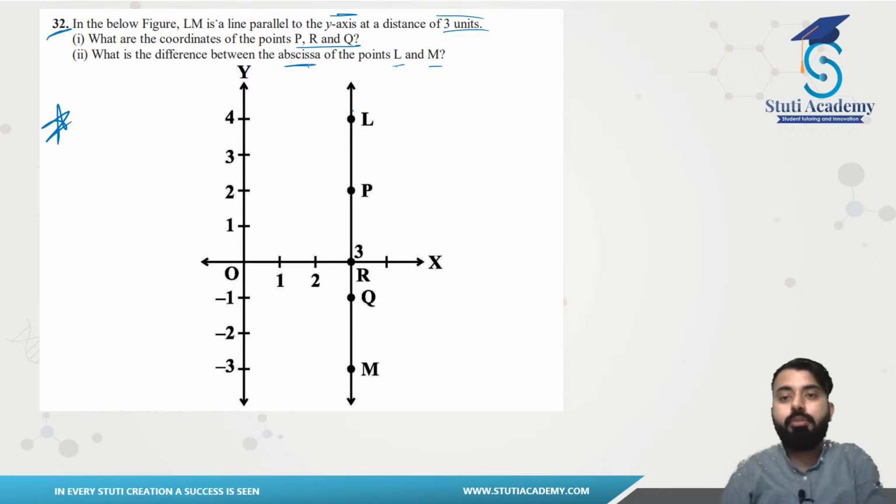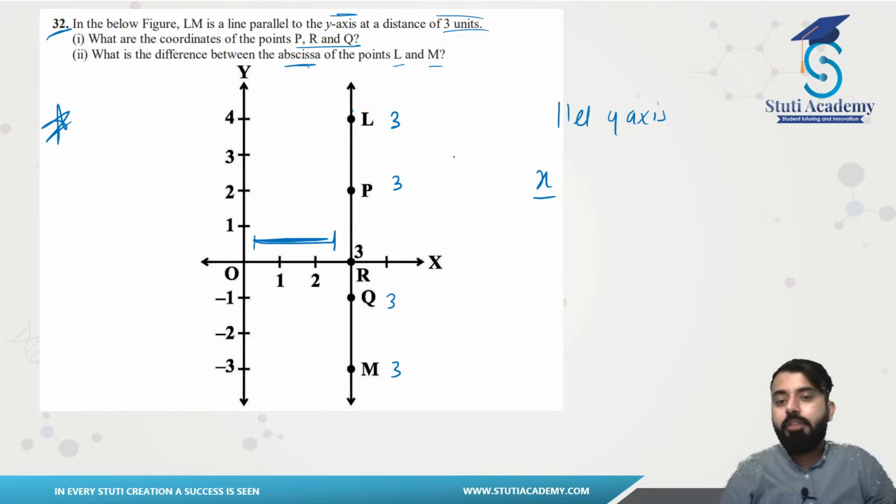Let's just verify this one. So, guys, I have told you that if you have a line which is parallel to the y-axis, then the value of x is fixed. For each and every point on it, you will have a common x, which will be 3. Now, let's verify for the y.